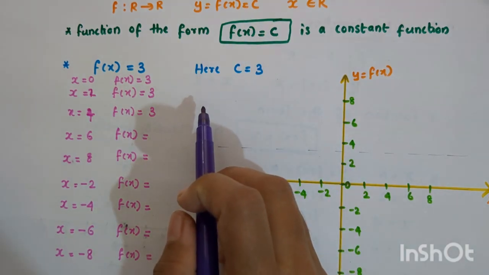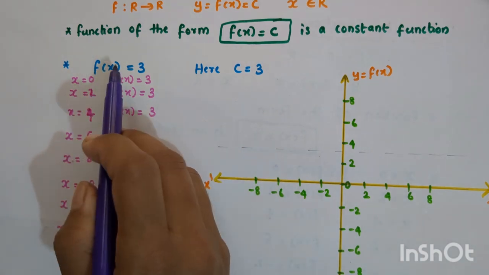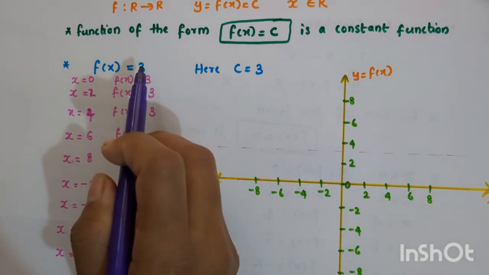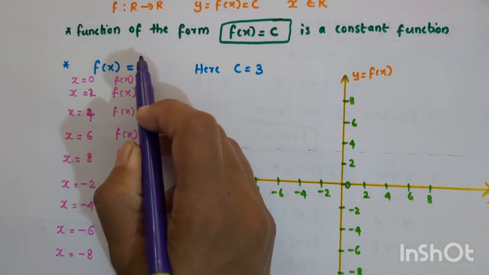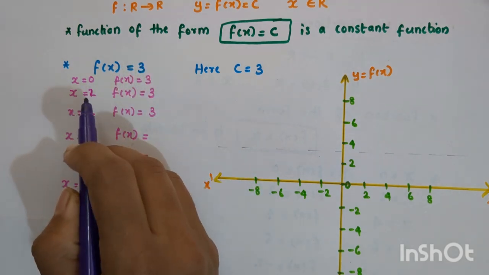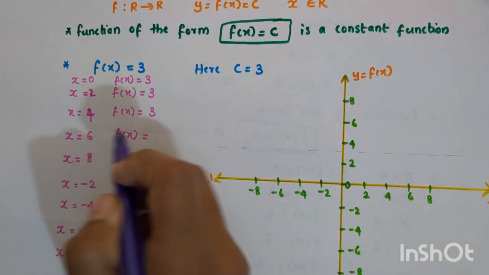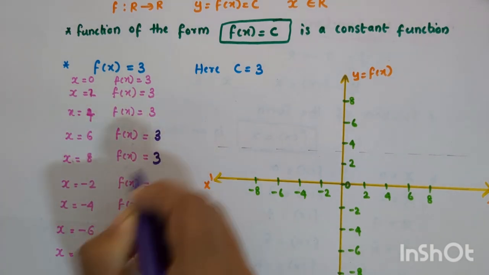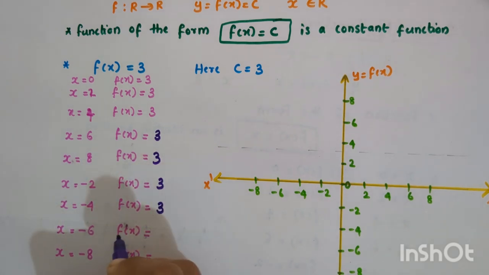For example, let us consider a function f of x is equal to 3. Here, this number 3 is a constant. If you put x as 0, you will get f of x as 3 because there is no x variable on the right hand side. When x is equal to 2, 4, 6, you will have f of x as 3. When x is equal to minus 4, minus 6, you will have f of x as 3.